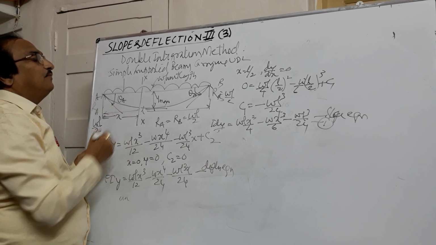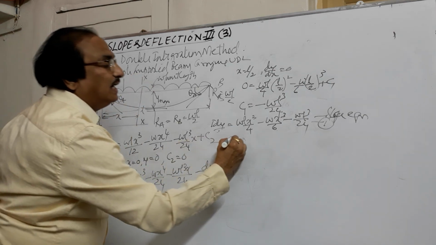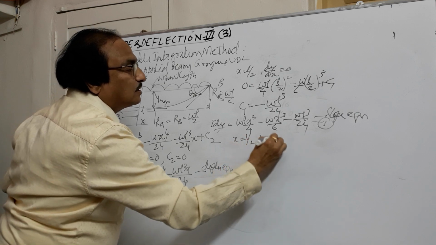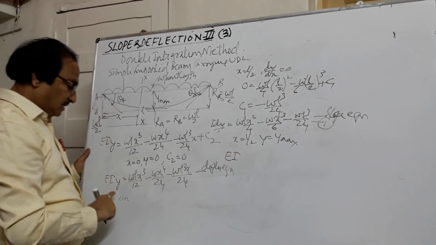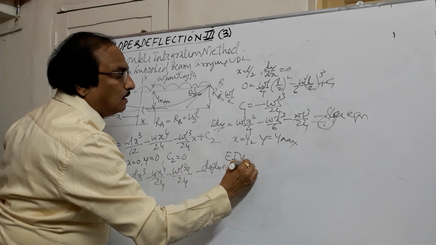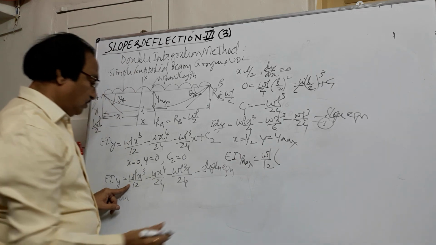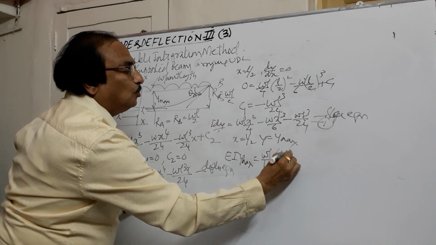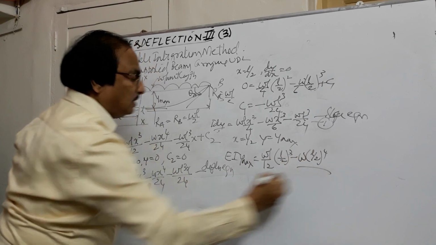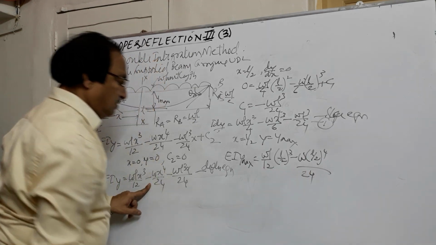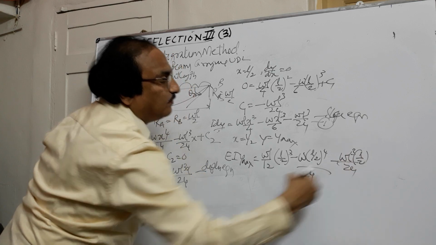In the figure you see when x is equal to L by 2, at the center, deflection is maximum. At x is equal to L by 2, y is equal to y max. If I substitute that value in the deflection equation, EI y max is equal to WL by 12 into L by 2 cube minus W into L by 2 raised to 4 divided by 24 minus WL cube into L by 2 divided by 24.